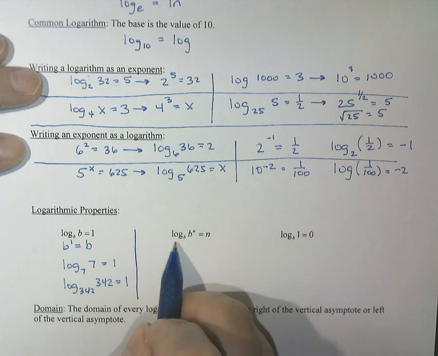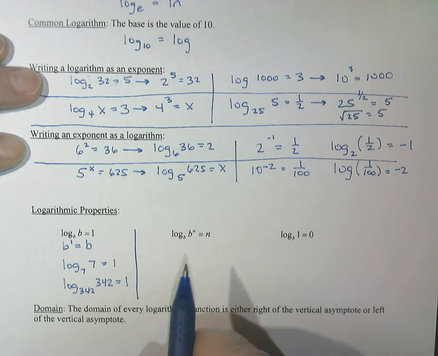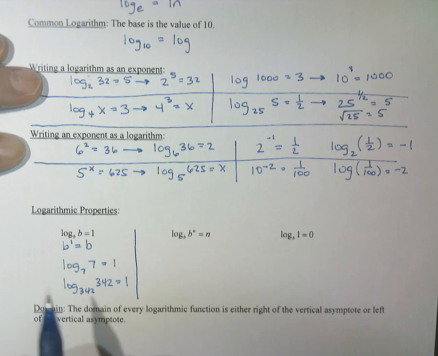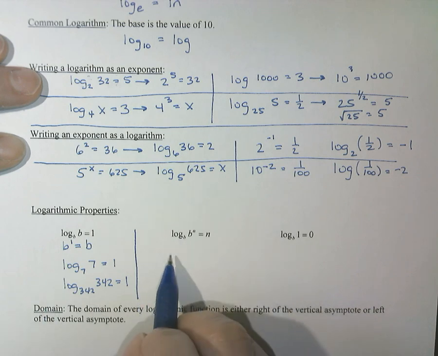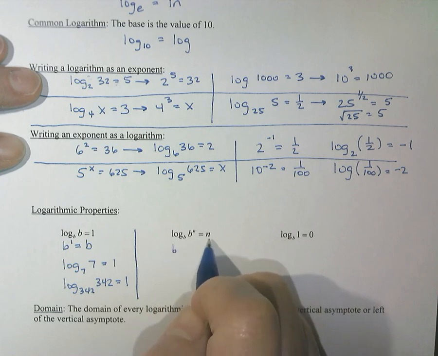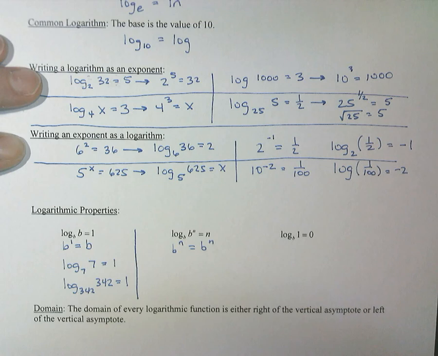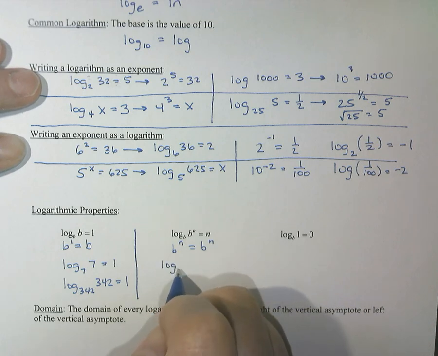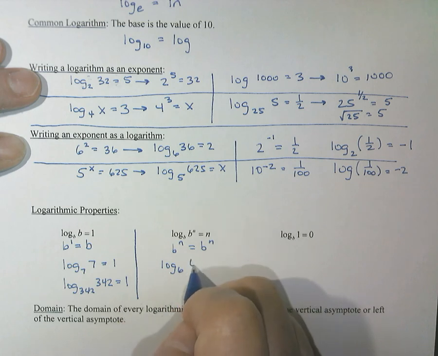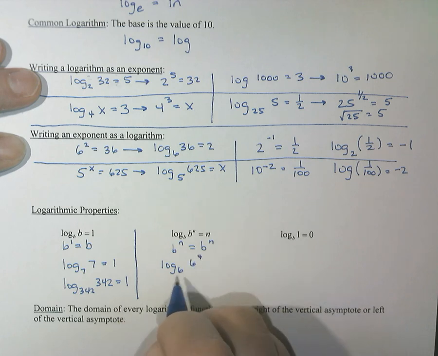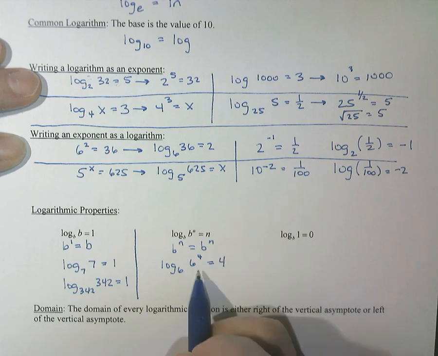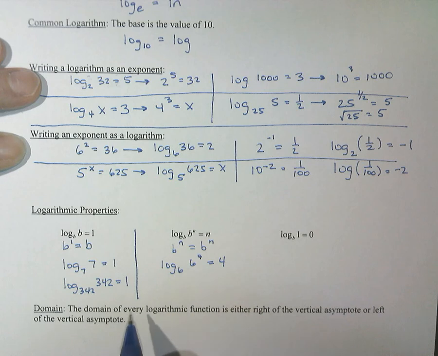Another property is log base b of b to the nth power is going to equal n. If I rewrite this logarithm as an exponent, I have b to the nth power is equal to b to the n. Well, that makes sense. See what it looks like with numbers. If I had log base 6 of 6 to the 4th power, this is going to equal 4. When we do some expanding and condensing, I can show you how that works that way too.